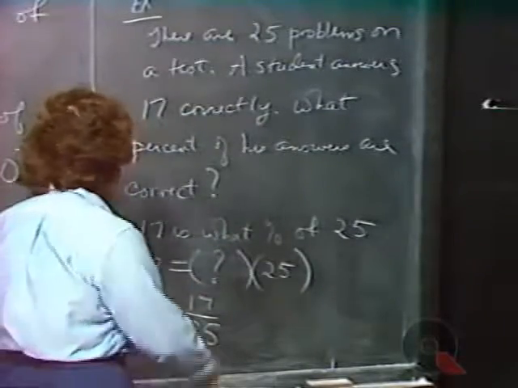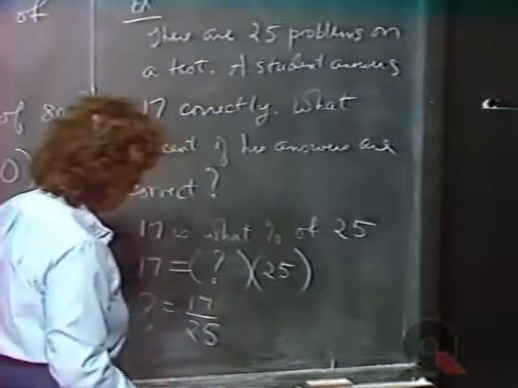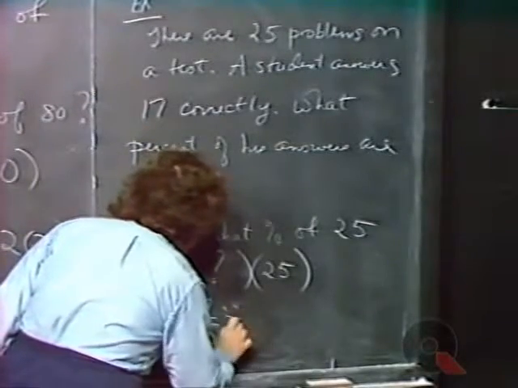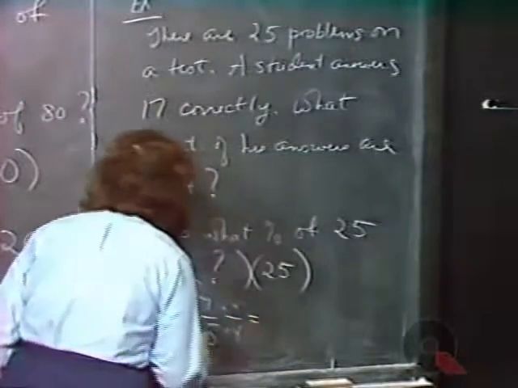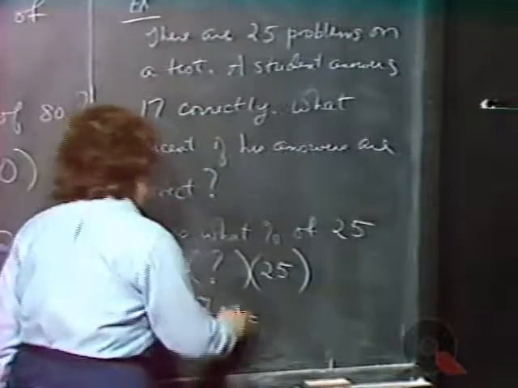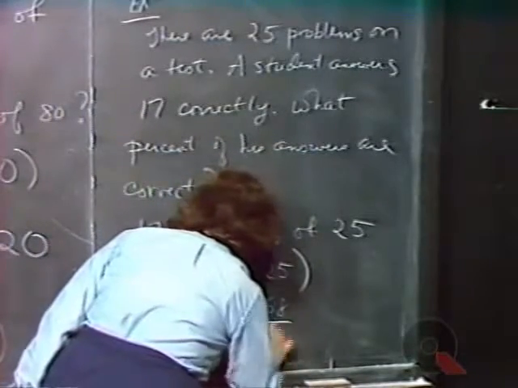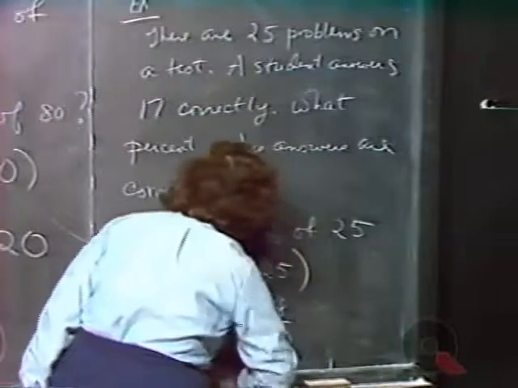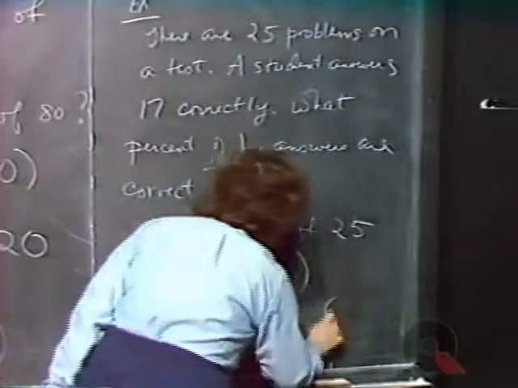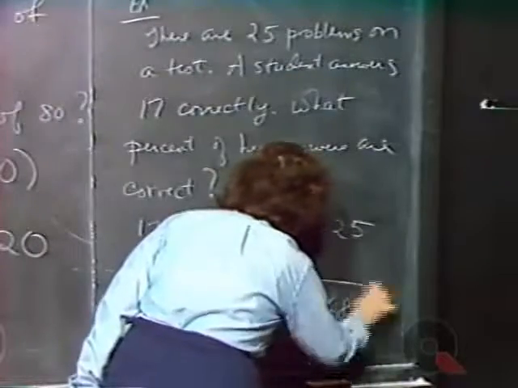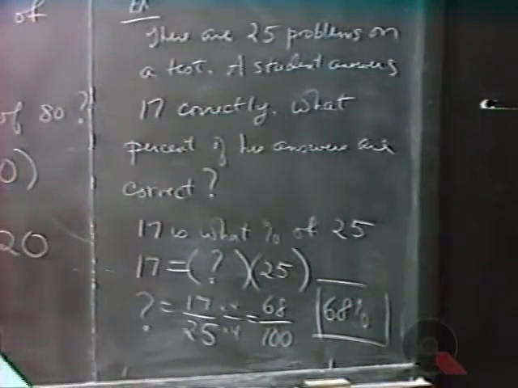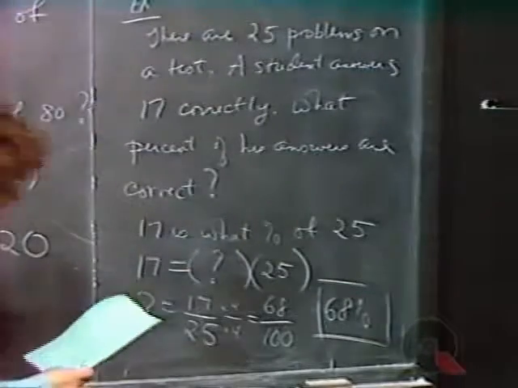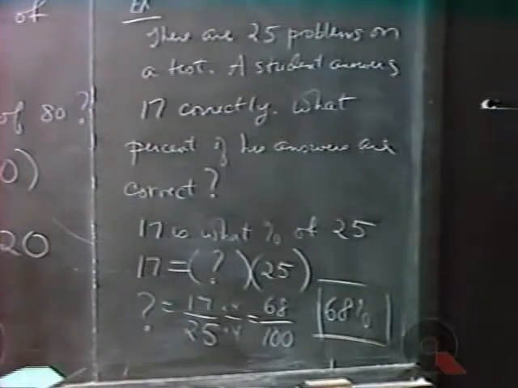Percent means hundredths, so we can either write it as a decimal and change it that way, or in this case, it's simple to multiply numerator and denominator by 4 and get an equivalent fraction, namely 68 over 100, which can then be turned very simply into 68% for the final answer. So if he gets 17 out of 25 correct, his score in the exam would be 68%.